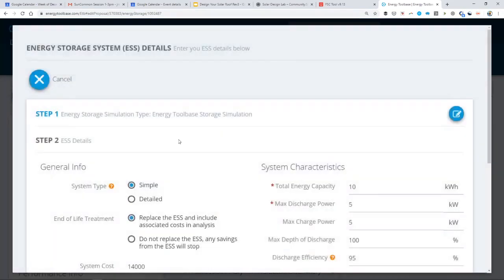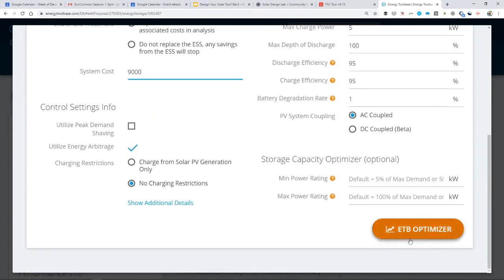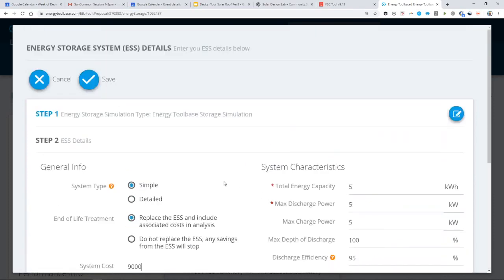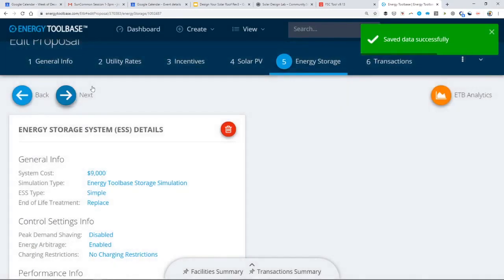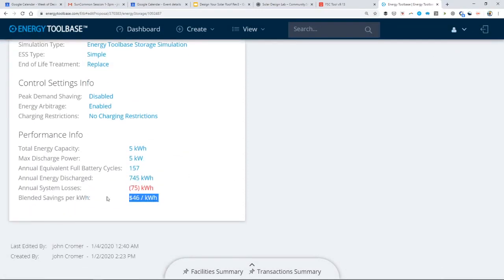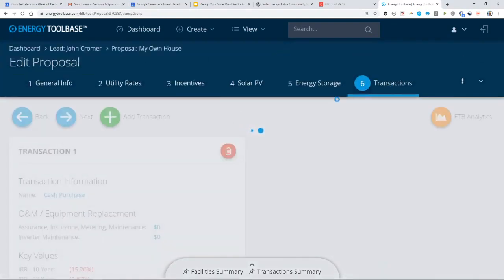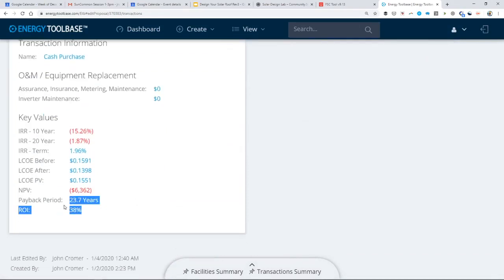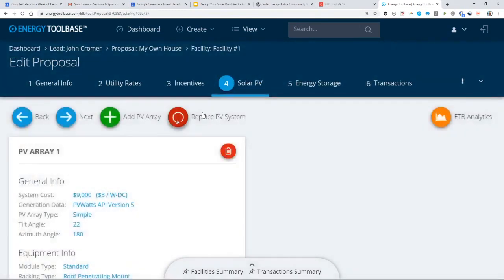So let's go back to our original 5 kilowatt hour, $9,000 battery. That would be like a lithium nickel manganese cobalt battery, a lithium NMC. And now our blended savings, our generation rate, is a little bit higher. So we're going to our transactions and seeing 23.7 years, and it's like, well, that's not good enough.